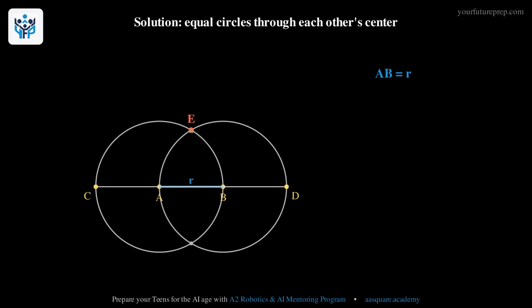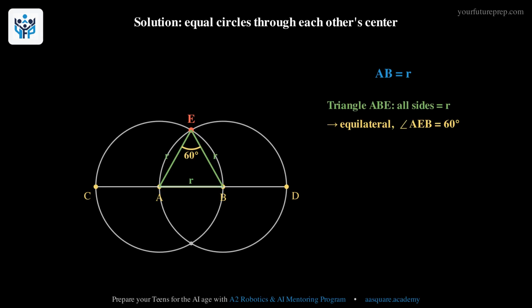The circles cross at 2 points. Take the upper one and call it E. Since E is on both circles, the distances EA and EB are each equal to the radius R. Look at triangle ABE. All three sides, AB, EA, and EB, equal R, so the triangle is equilateral. That means angle AEB is 60 degrees.